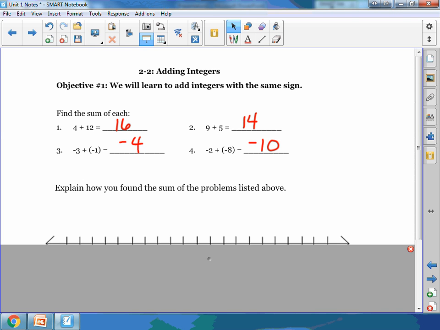All right, good. So remember, using the integer chip way that we went over together. For number 3, if it's a -3 plus a -1, simply that would just be 3 red chips on a board, and then you add 1 more red chip. Or you miss 3 questions in Jeopardy, and then you miss another question. Add them up, you're going to end up with 4 negatives.